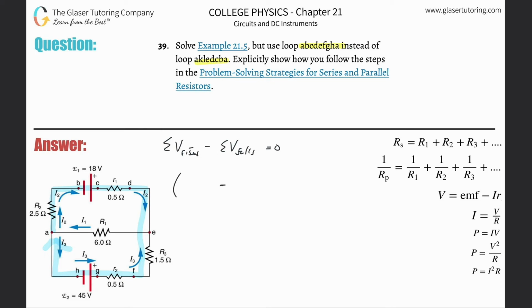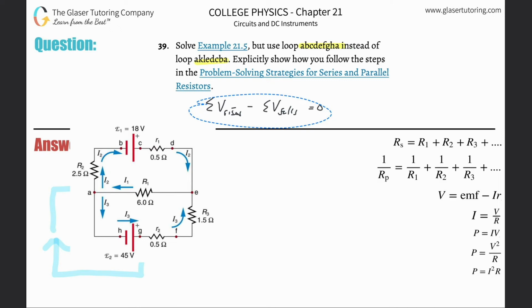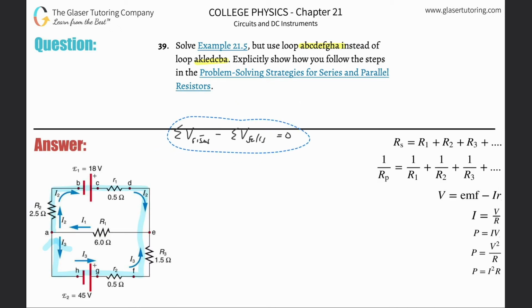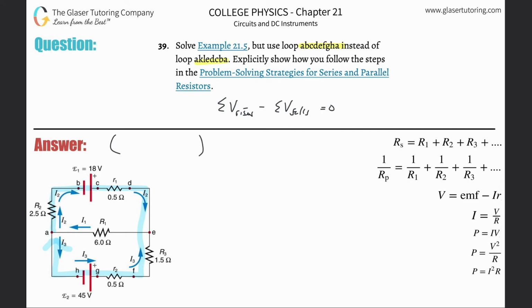I'll probably need a little more space. Actually, I'm going to move this up here a little bit. Oh, there goes the picture. I'm going to move that up here, and I'm going to start writing it. So here, minus, dot, dot, dot, equals 0.